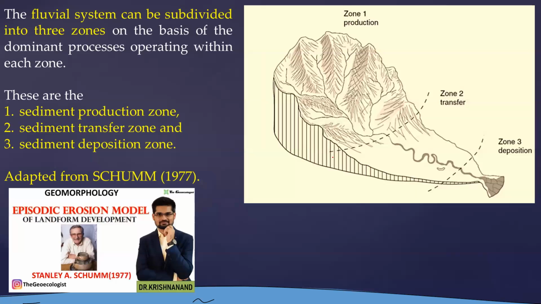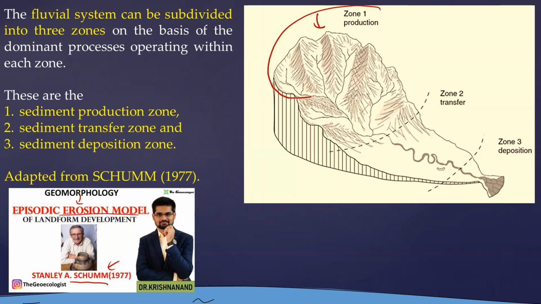Now, let's understand a few important terminologies and people. So let's recognize people like Stanley Schumm. If you remember him, we have talked about his model in the geomorphology lecture, the episodic erosion model, where you have landform development. So Schumm talked about a very interesting thing, that the entire fluvial system can be subdivided into 3 zones.